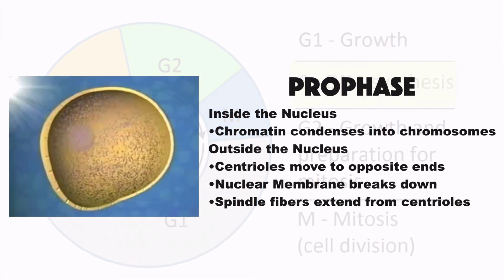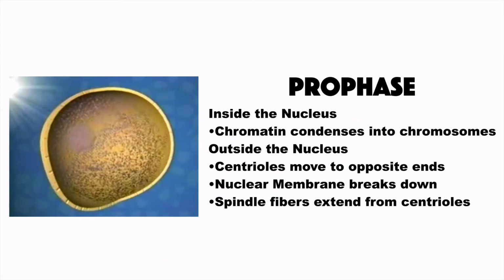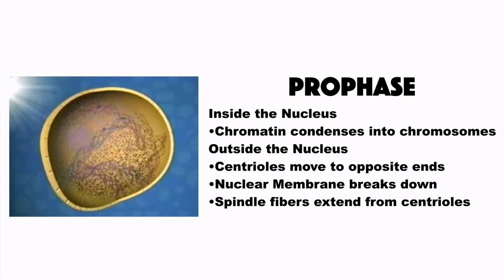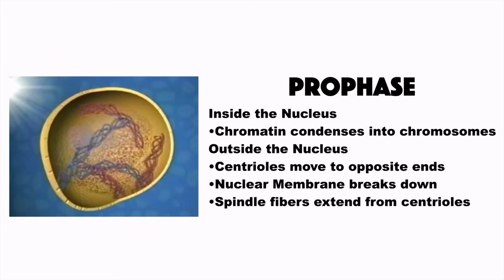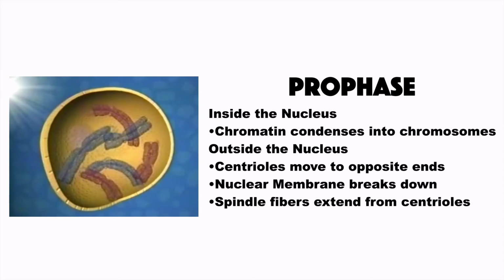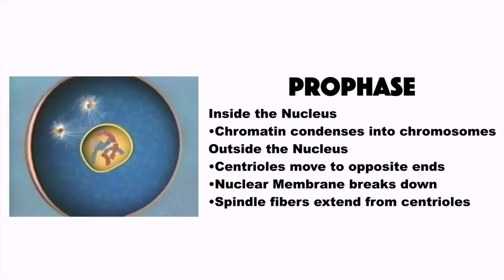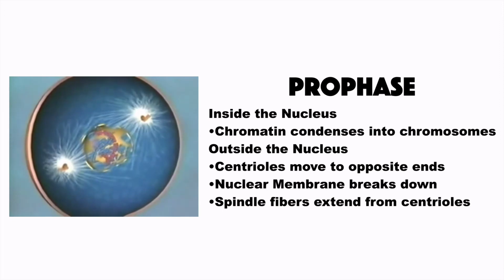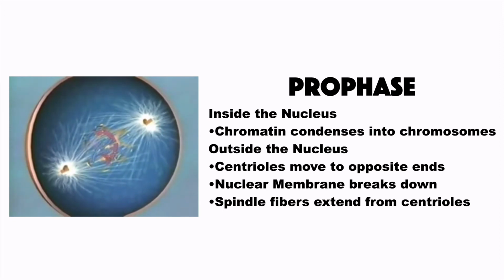Now, as we go through these pieces, I'm going to show you a little animation on how this is happening and try to correlate some of the events. So inside the nucleus, what's happening is the chromatin condenses into chromosomes. You can see that happening in that little animation. Those X shapes came from chromatin. Outside the nucleus, while that's happening, the centrioles move to opposite ends. Those are star-shaped organelles that contain spindle fibers. And while that's also happening, the nuclear membrane breaks down.